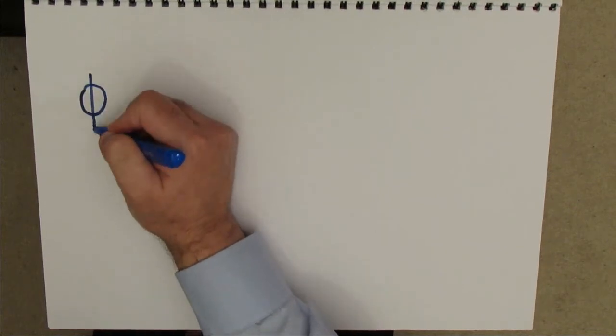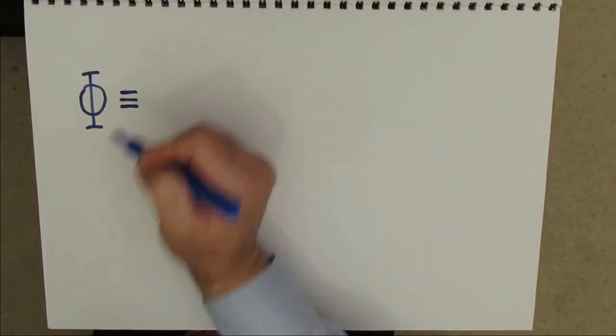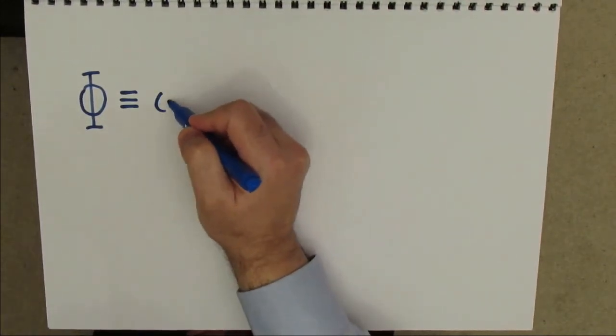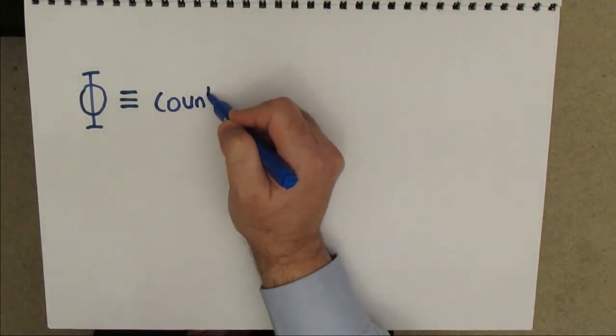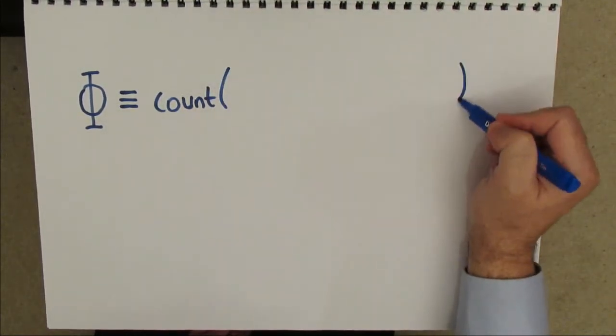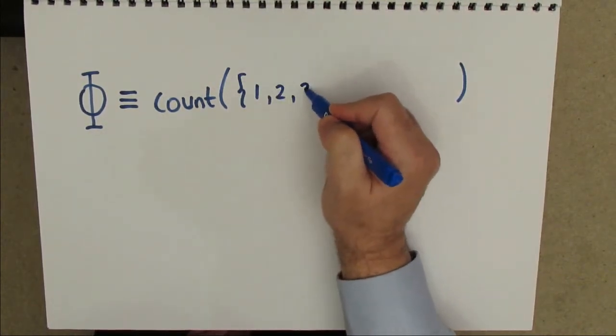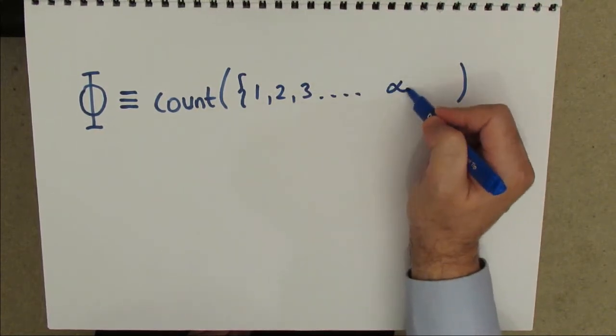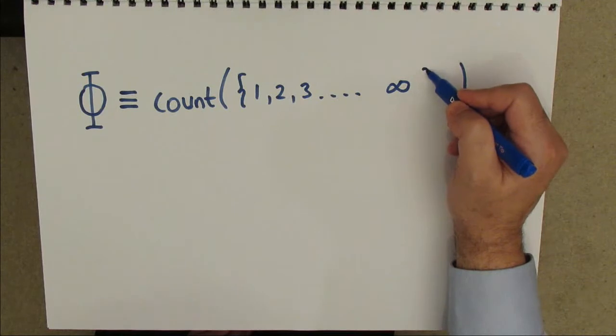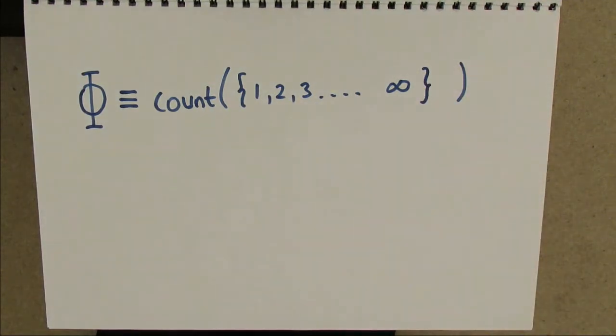First, I'm going to define a new symbol, the Greek capital letter phi. This is defined as the count, so the number of elements in the set from 1 to infinity. Next, there are rules that need to be followed when dealing with this symbol, the phi rules.